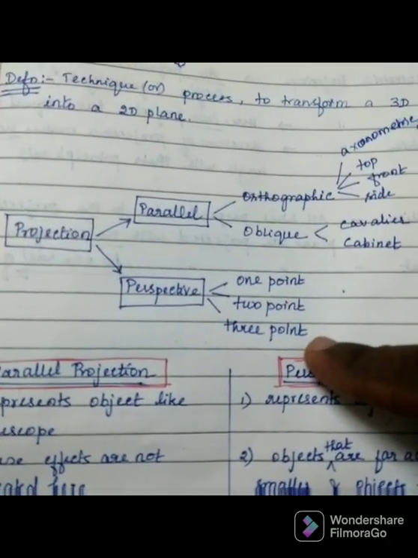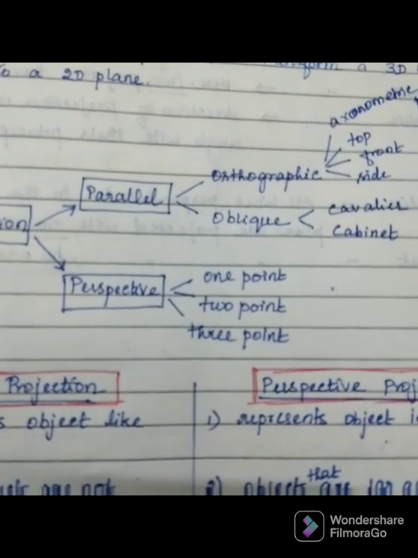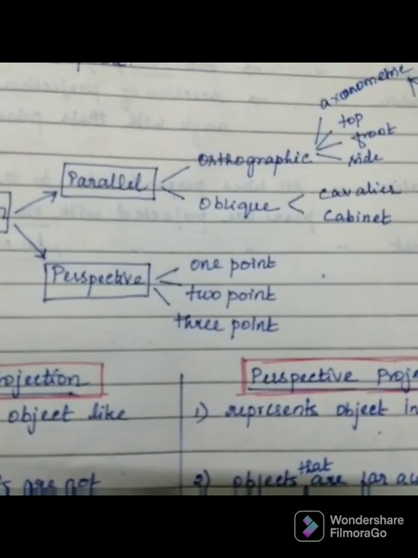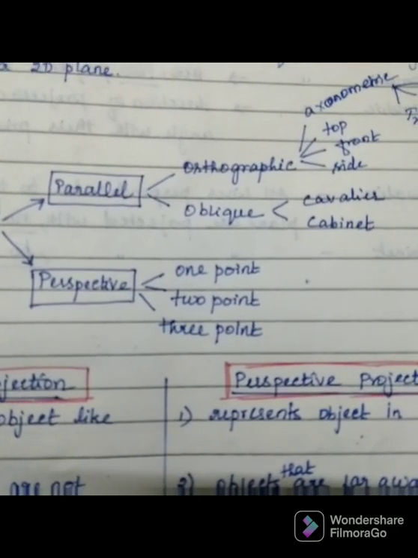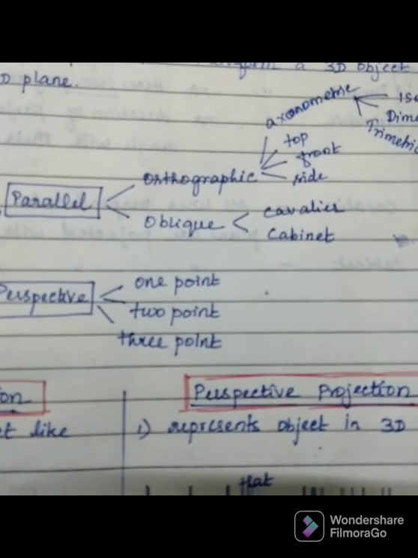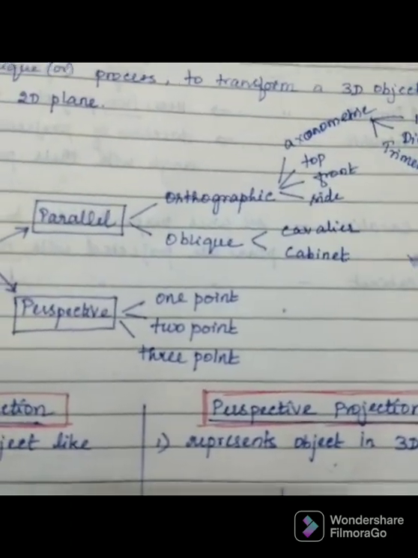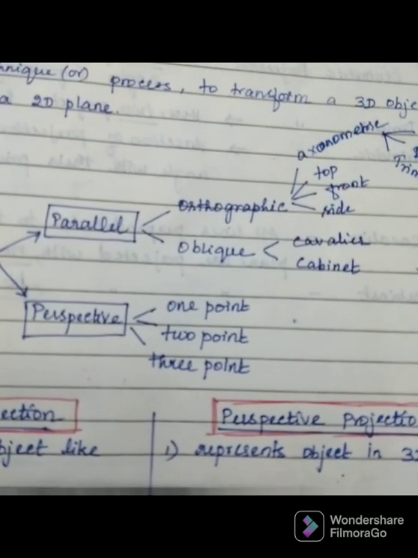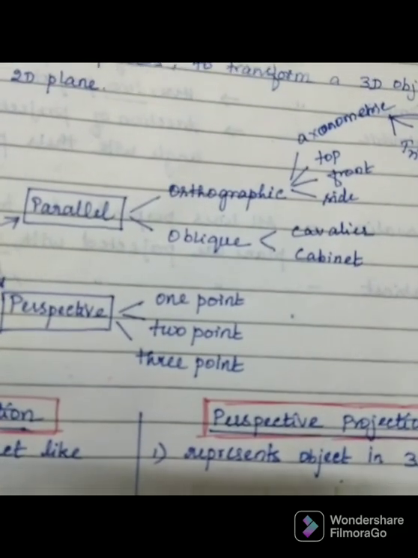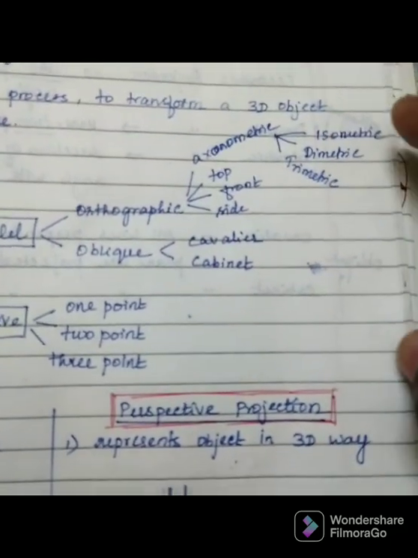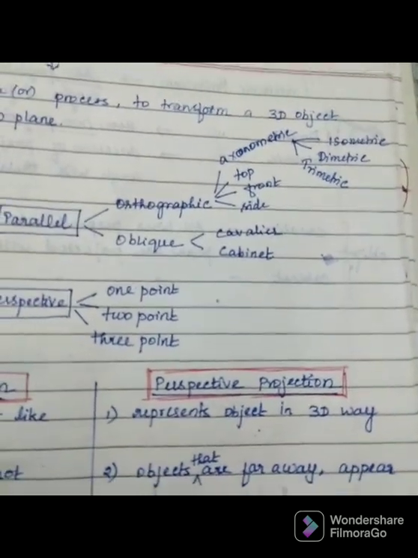Okay, now we will see parallel in detail. When projectors are perpendicular to the view plane, it is called orthographic projection. Its categories are top view, front view and side view orthographic projection. Axonometric is further divided into isometric, dimetric and trimetric.